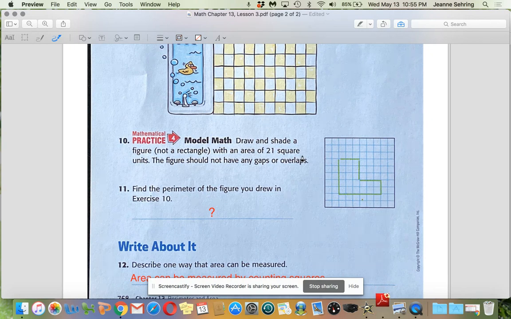So I had to use 21 square units. 1, 2, 3, 4, 5, 6, 7, 8, 9, 10, 11, 12, 13, 14, 15, 16, 17, 18, 19, 20, 21. So I have 21 square units. Remember, when you count like that, you're going to put a dot in each box. It's very, very important to put the dot. That way you don't count the same square twice, and that way you don't miss a square. It's very easy to do that.